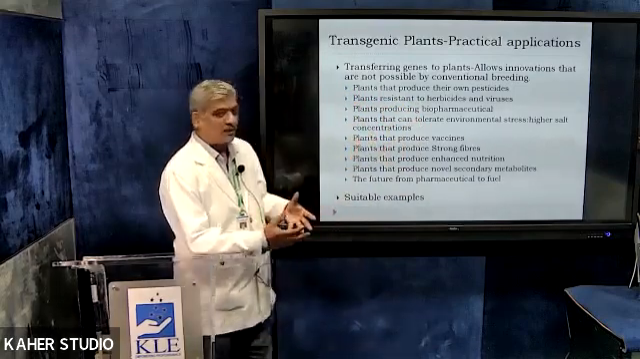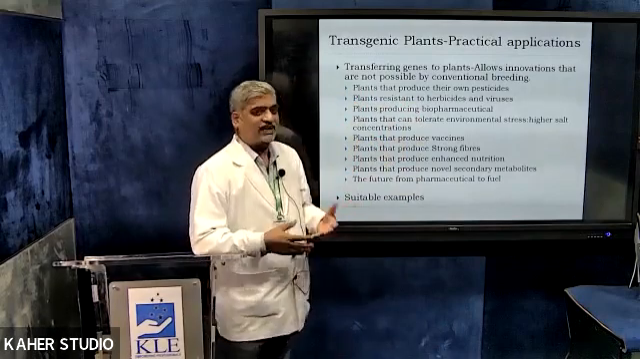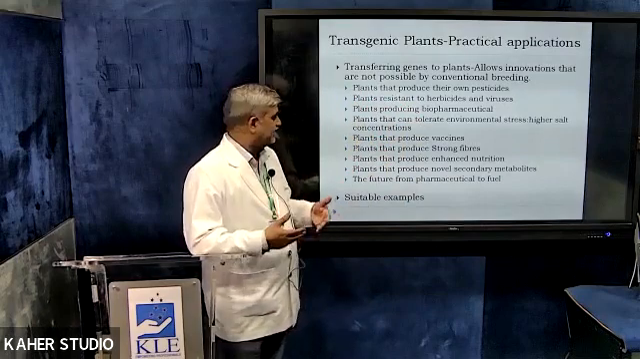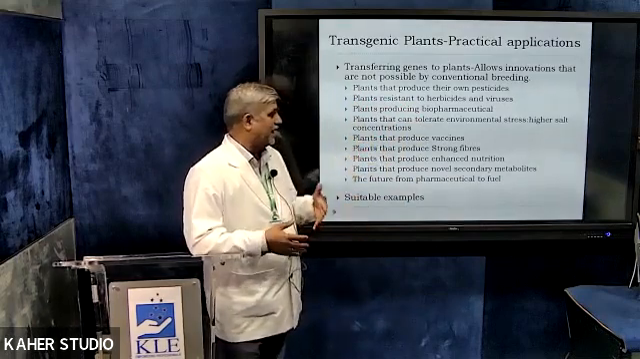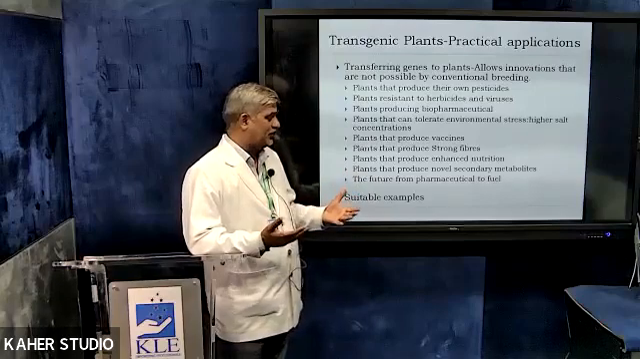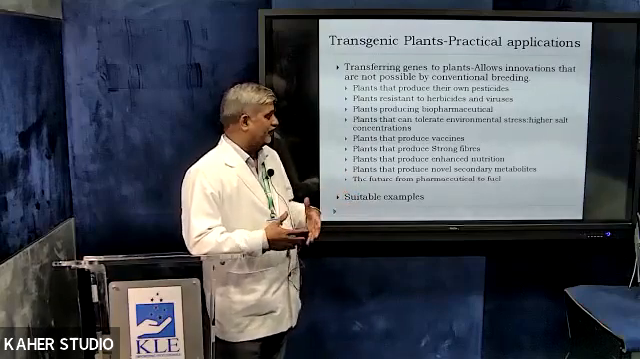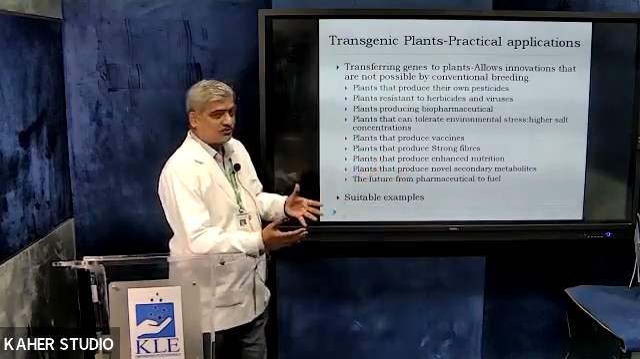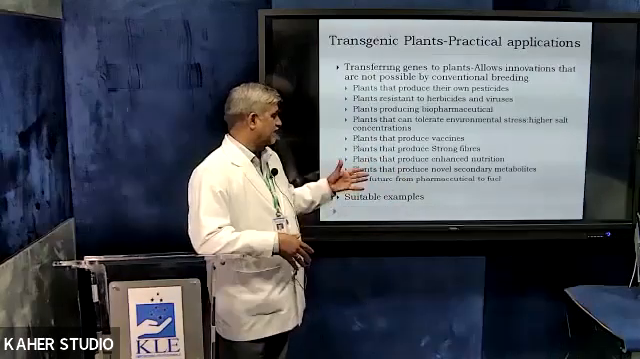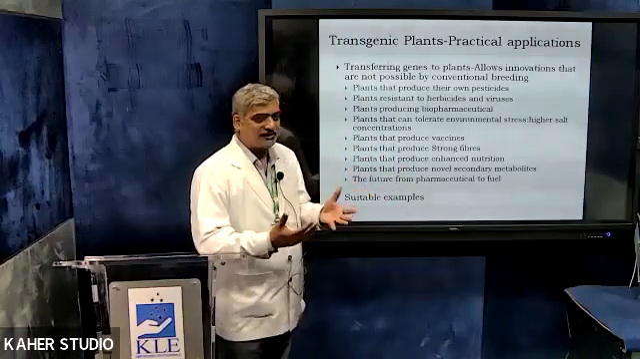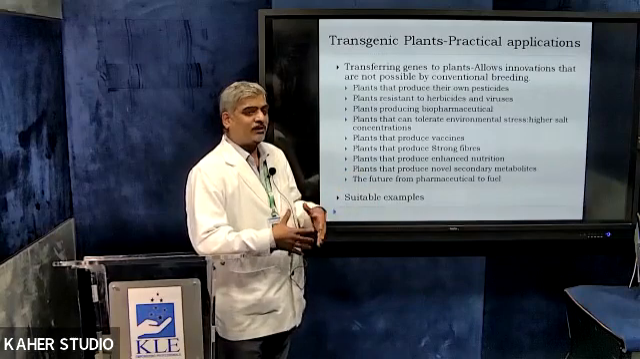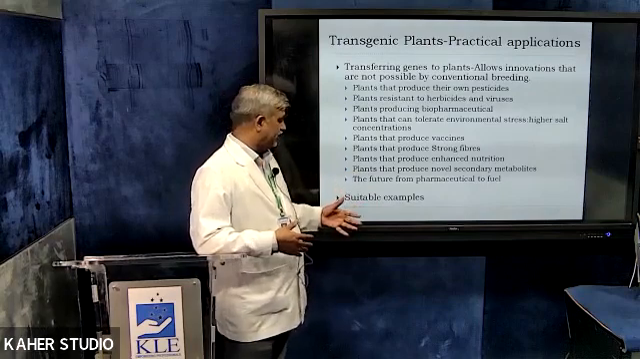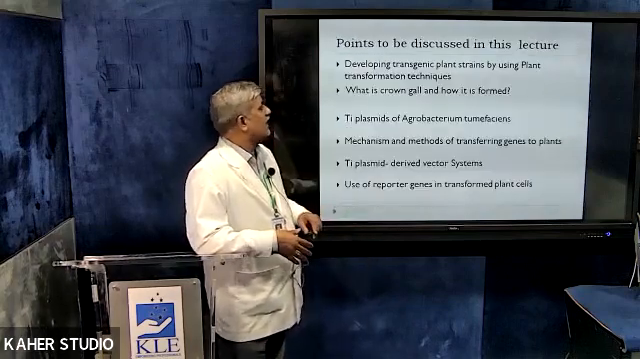Today we have plantibodies, wherein antibodies can be produced in banana and other plants, which can be used as vaccines. So plants that produce vaccines, plants that produce strong fibers, for example in jute there has been a lot of development of transgenic jute, and plants that produce enhanced nutrition for nutraceuticals, are of great advantage. Similarly we have plants that produce novel secondary metabolites. Many phytochemicals of great market value are being produced today through genetic engineering technology. These are some suitable examples.